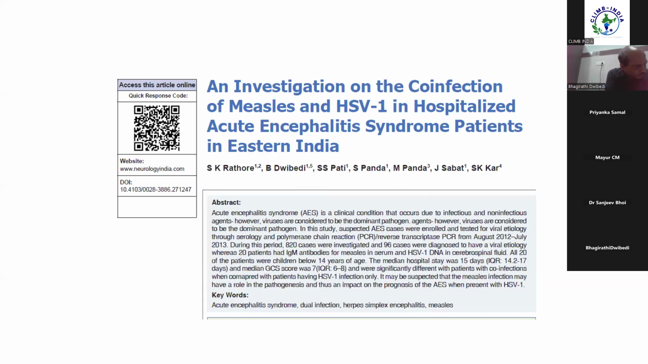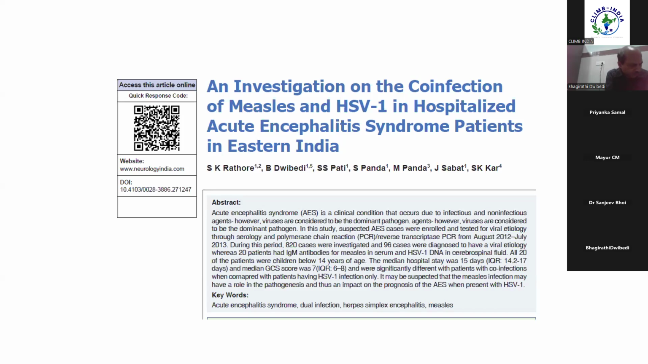From those investigations, we tried to look into the possibility of HSV and measles co-infections. Whatever samples we tested, in many cases we got a co-infection or double positivity, meaning measles positivity as well as HSV positivity. And we tried to look into whether these co-infections have a higher morbidity or mortality. It was really evident that the longer hospital stay and the low GCS at the initial presentation, or the persistence of a low Glasgow Coma Scale score, was more in cases of co-infection, where measles plus HSV are dominant.